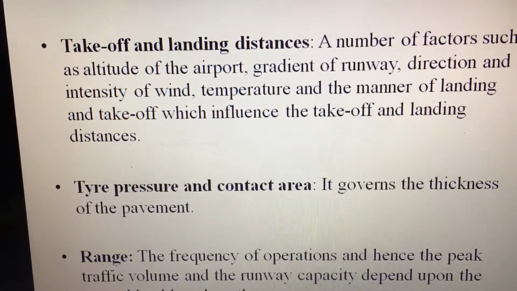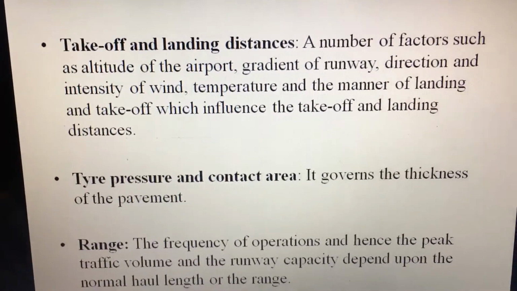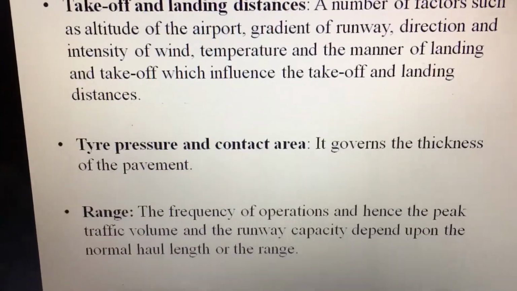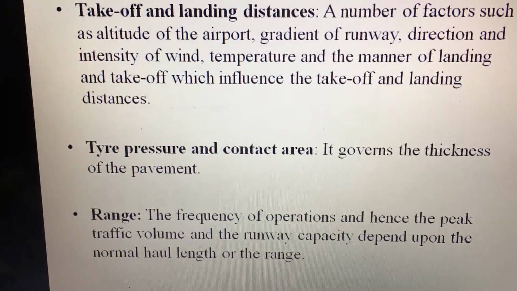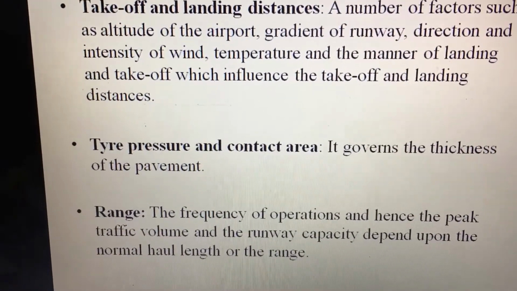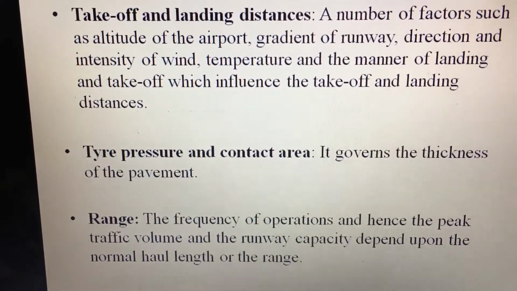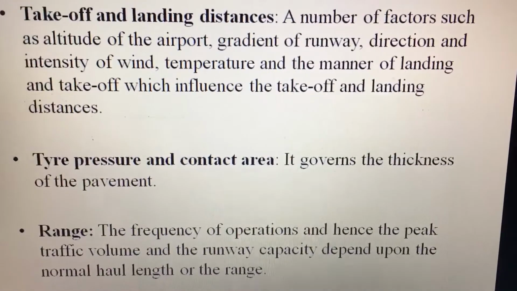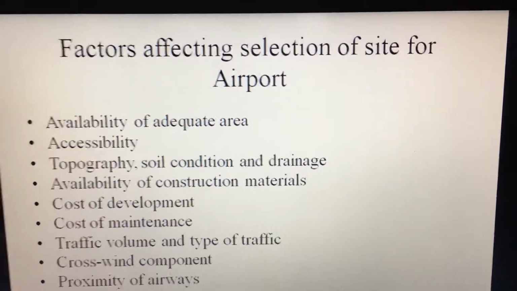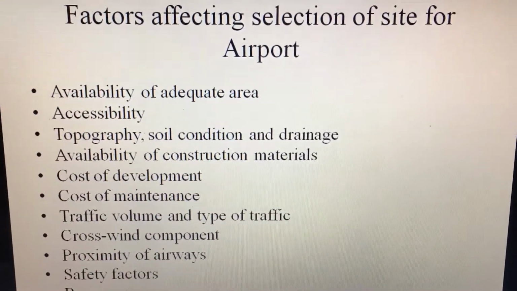Next is type, tire pressure and contact area. It governs the thickness of the pavement. Range, the frequency of operation and hence the peak traffic volume and runway capacity depend upon the normal haul length or the range.